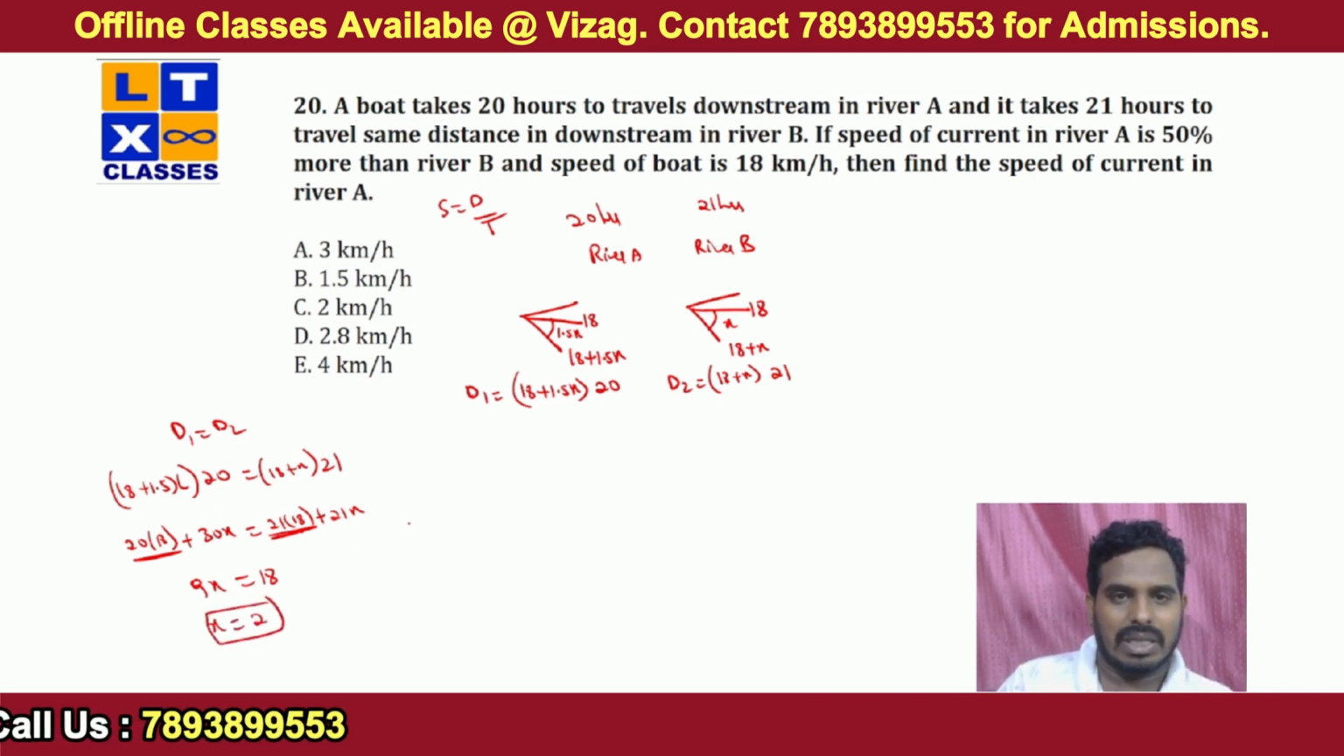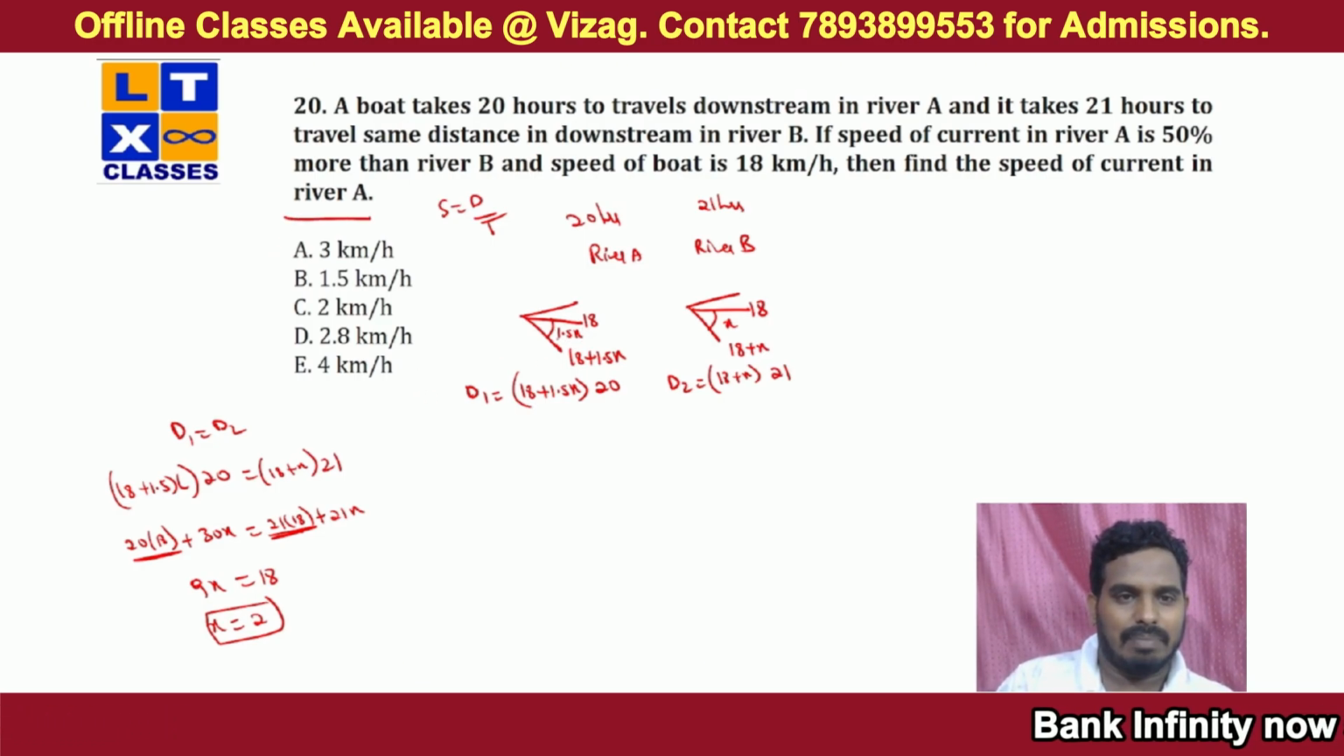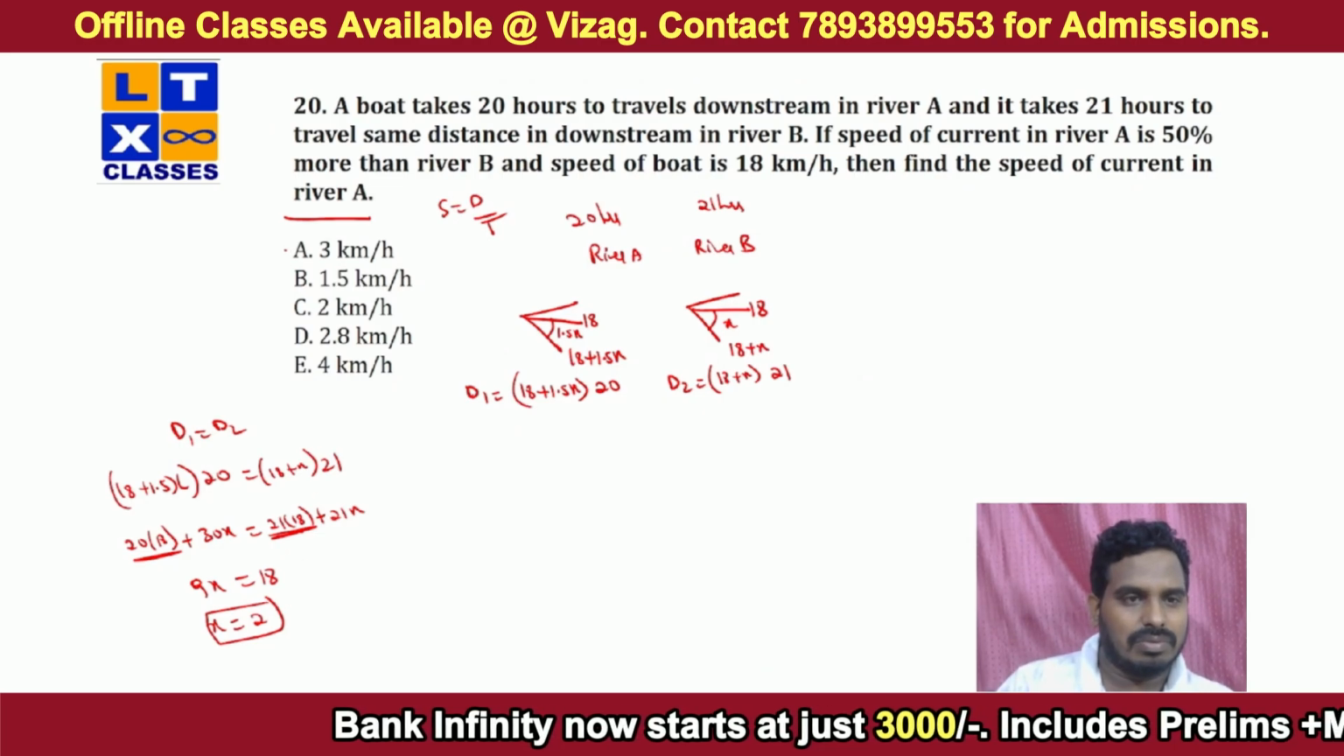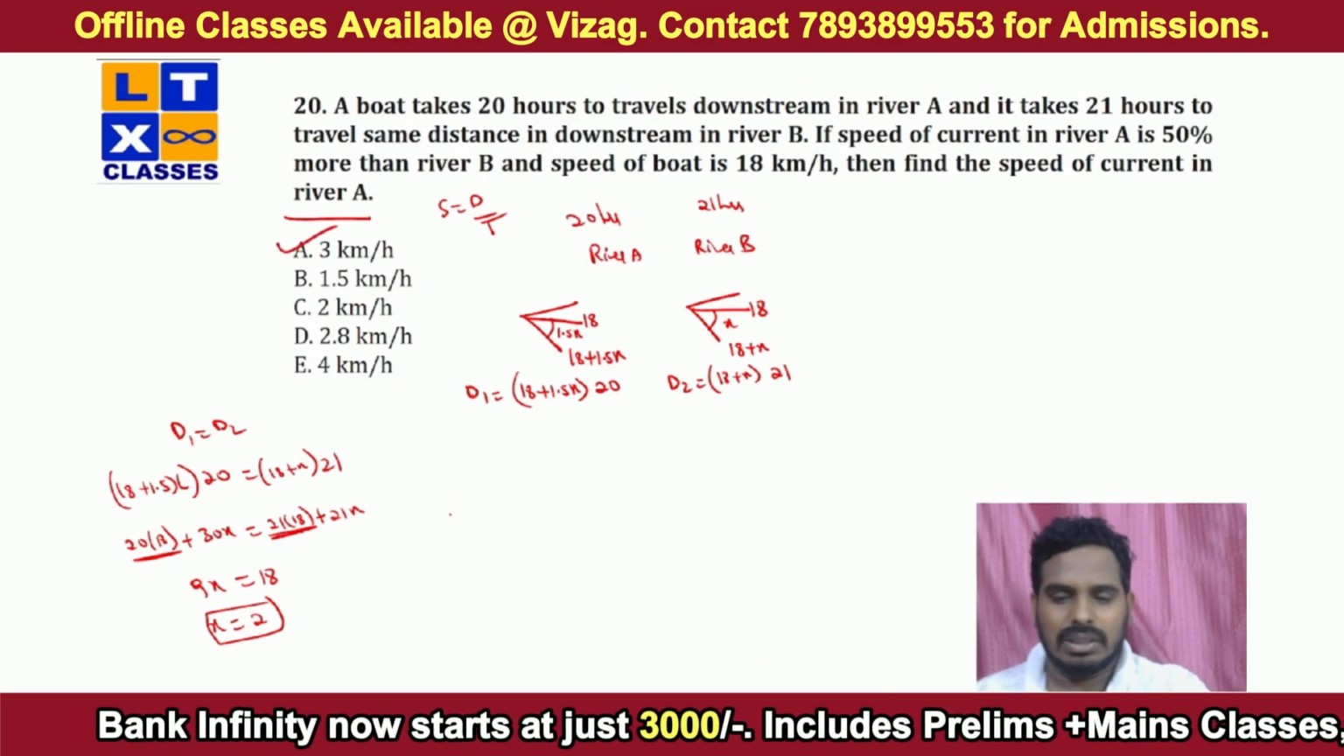Now what were you asked to calculate? The speed of stream in river A. So river A would be 1.5x, which is 1.5 into 2, 3 kilometers per hour.